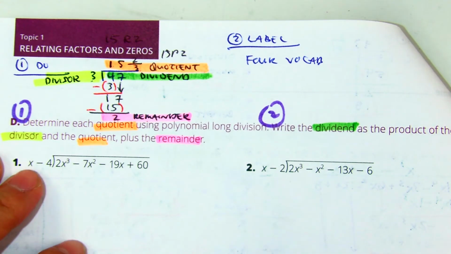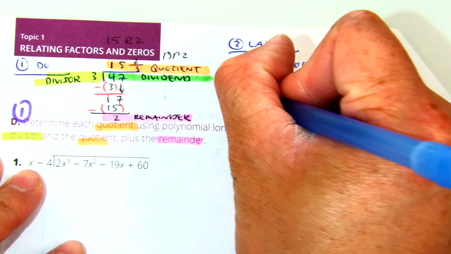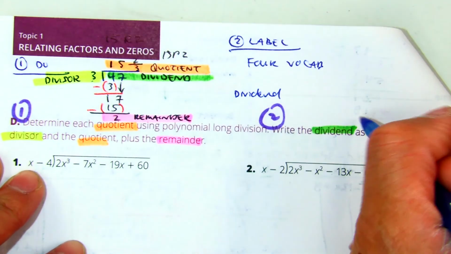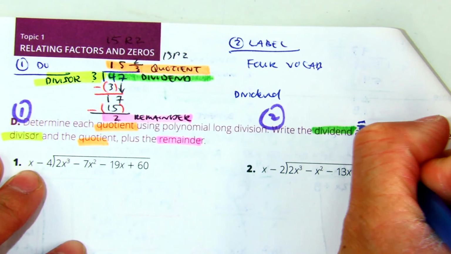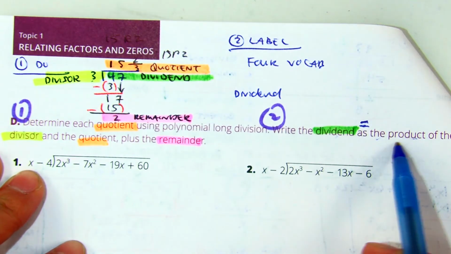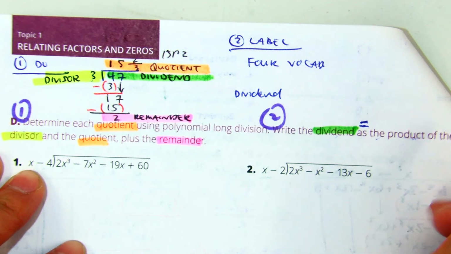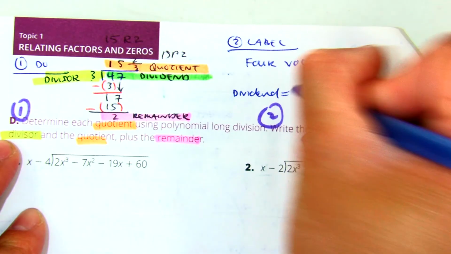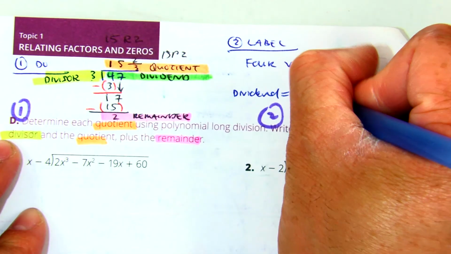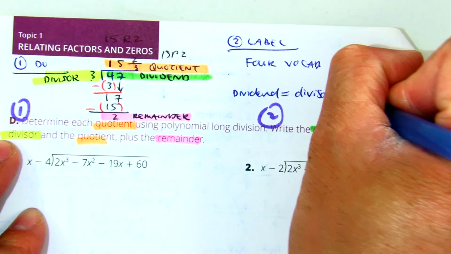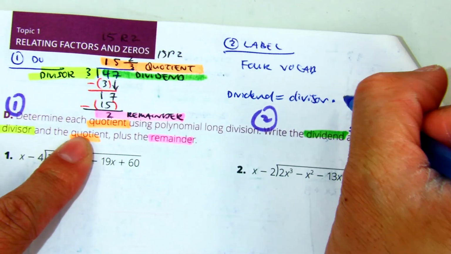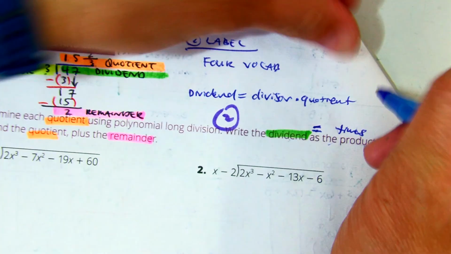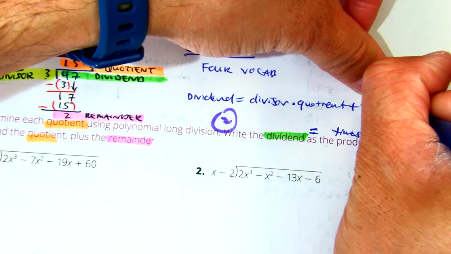Write the dividend as the product. So this is like an equal sign. Product means which math operation? We're going to multiply the following times the divisor. So the dividend as the product of the divisor times the quotient plus the remainder. That's an R.